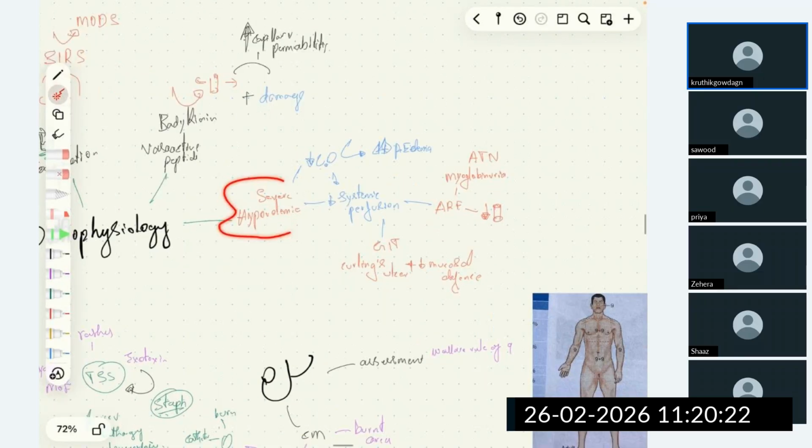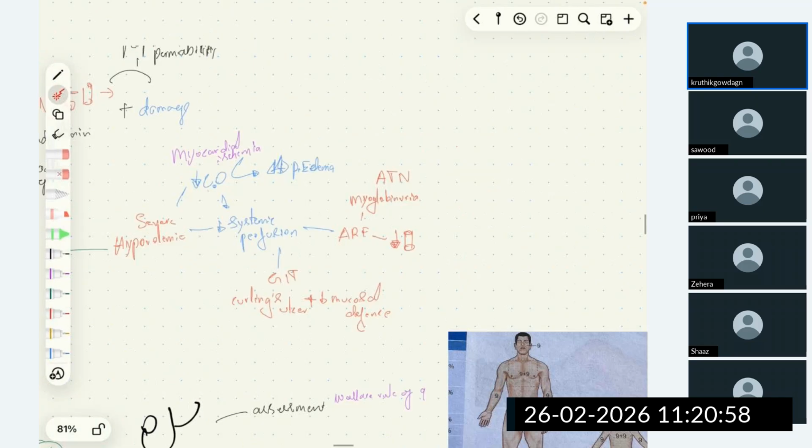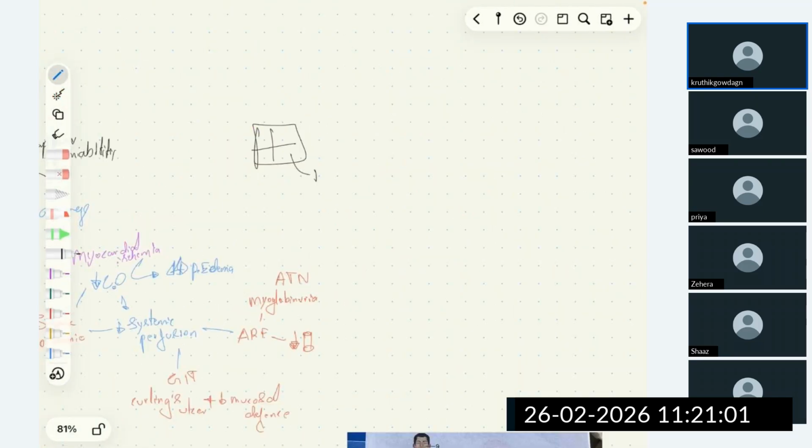Severe hypovolemia will cause reduced cardiac output due to myocardial ischemia. See, when the blood supply is reduced all over the body, even the myocardium blood supply will be impaired. The body will try to maintain brain and myocardial perfusion, but in severe hypovolemia, the heart will also get compromised. Due to that, there will be reduced cardiac output. When the left ventricle cardiac output decreases, there will be back pressure leading on to pulmonary edema.